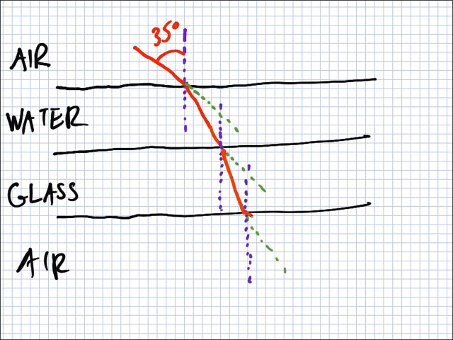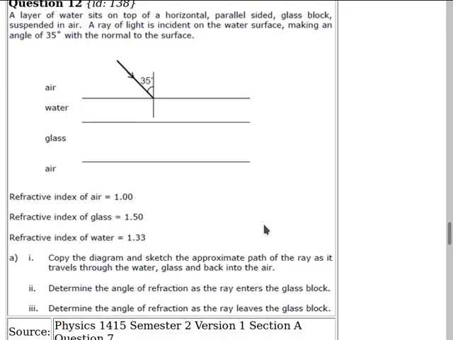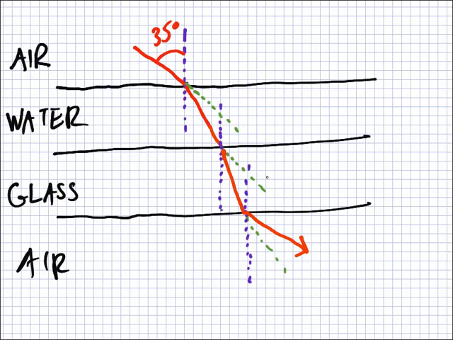I forgot, it changes here. Okay, determine the angle of refraction as the ray enters the glass block. So I'm going to put some angles here. I'm going to call this one theta 2. This angle here, theta 3. This angle here, theta 4.